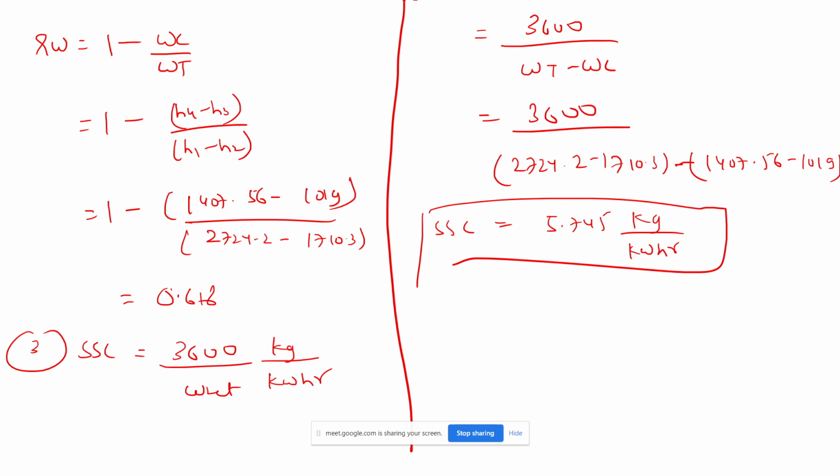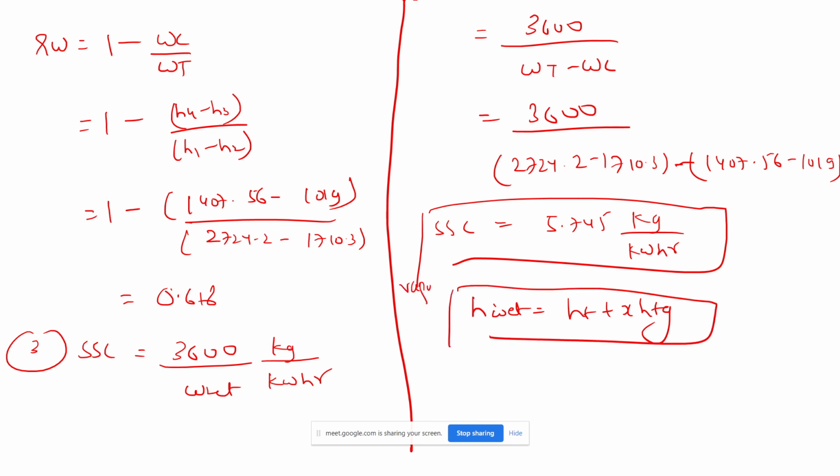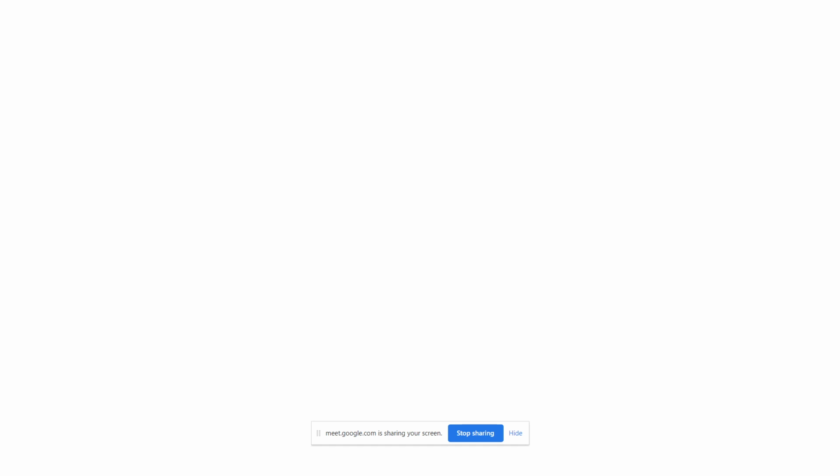Sir, which formulas, sir, in pure substance? Like how to calculate the enthalpy in wet region, HF plus X into HFG. These formulas are for vapor cycles, na? Yes, sir. If you know that, then we can directly move. Wait, I'll discuss in a small.